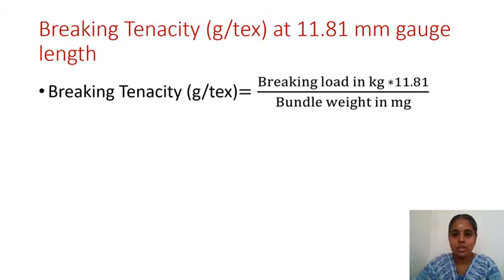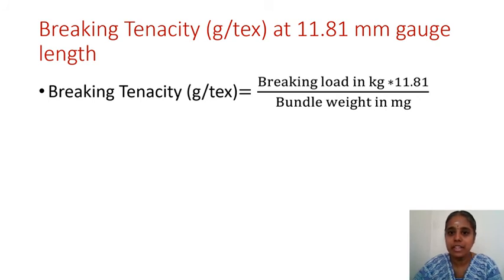This is the formula used for finding the breaking tenacity if the gauge length is 11.8 mm. Usually this is called 0 gauge length and 15 mm is called 1 by 8 inch gauge length, because the strip with this 3 mm or 1 by 8 inch is for 15 mm gauge length. In the other case the strip is taken off and there is no distance between the two jaws, so it is called 0 gauge length. But the length of the fiber is 11.8 mm.